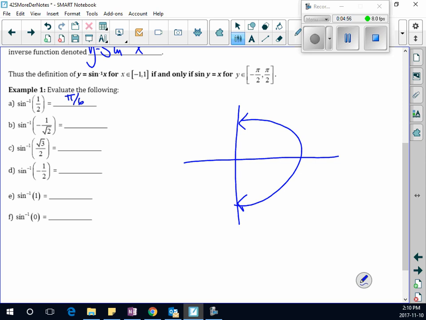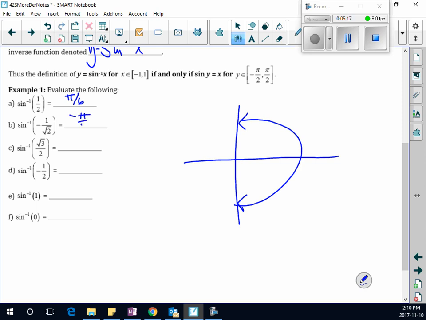I've just restricted the domain so that the inverse sine can exist. Okay? So inverse sine of negative 1 over root 2. That's the same thing as negative root 2 over 2, just so you know. Which one? Is it π/4 or negative π/4? It would be negative π/4.